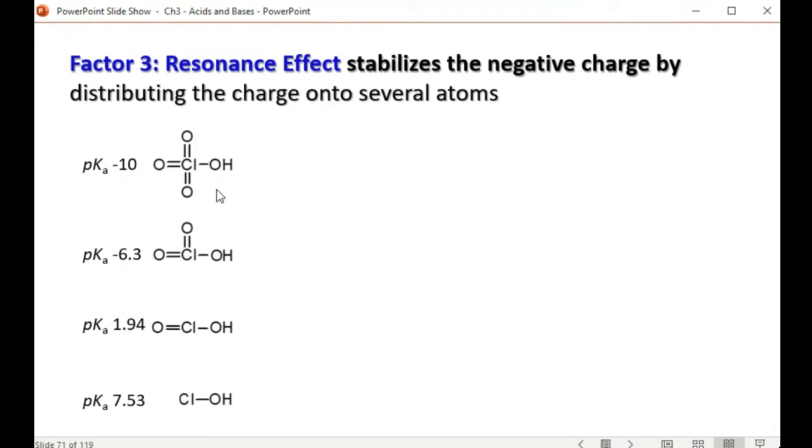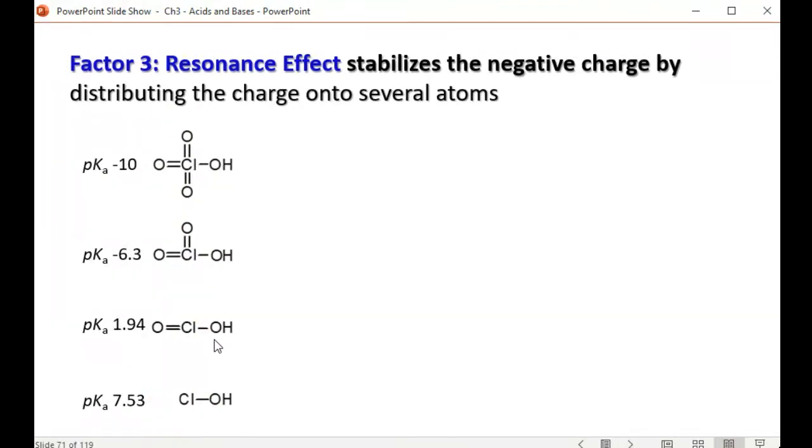We have perchloric acid, which is the strongest acid here, with a pKa of negative 10, and chloric acid at negative 6, still a relatively strong acid. And these two are weak acids: chlorous acid and hypochlorous acid. So how come these two are strong acids, but down here are weak acids?